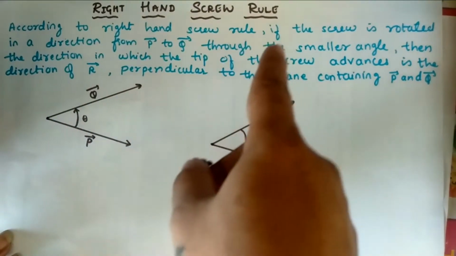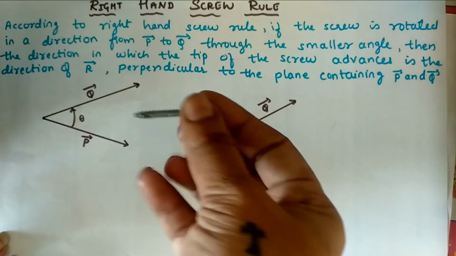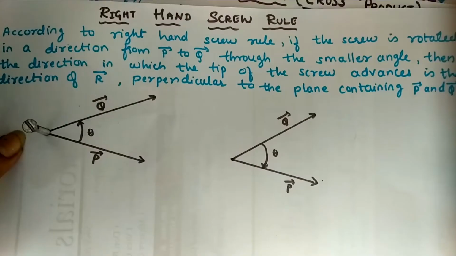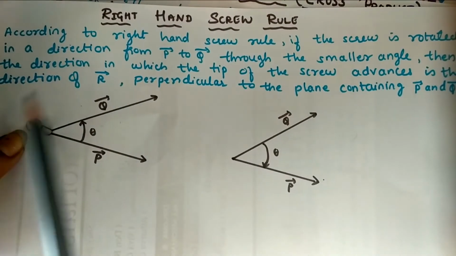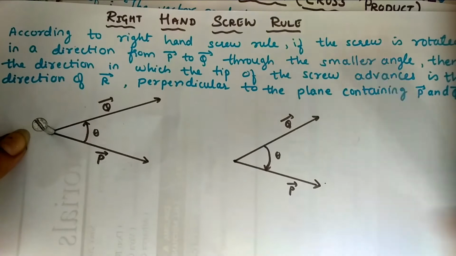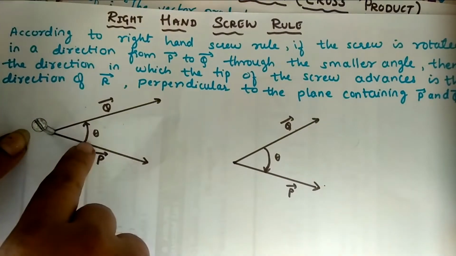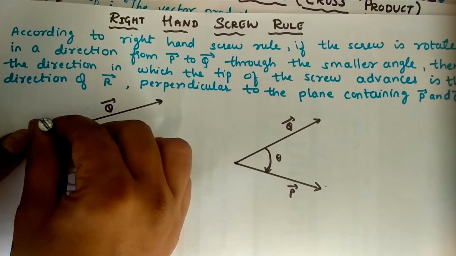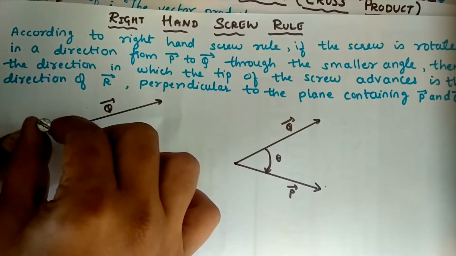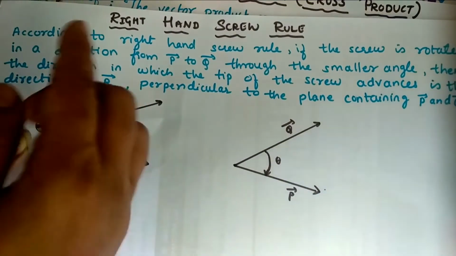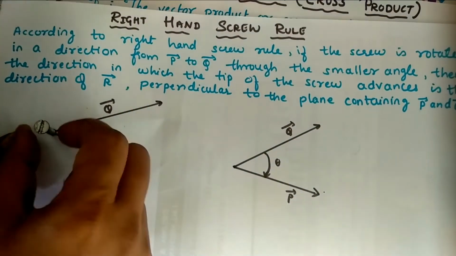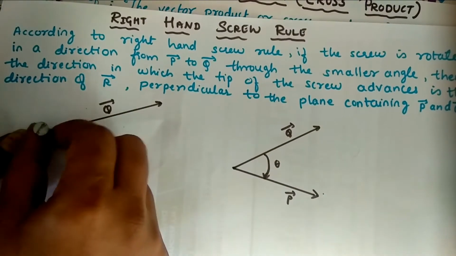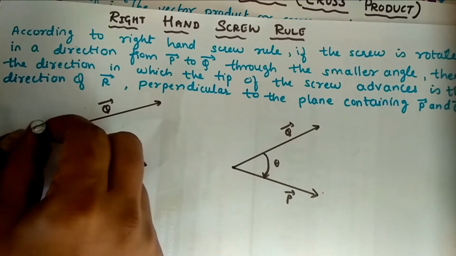According to the statement of right hand screw rule, I will rotate this screw from P to Q. Let us see. See here, I have kept a screw over here. This is my screw, and I am going to rotate this in the direction from P to Q. So what will happen when I move from P to Q? Then the screw will come out. The screw will come out.